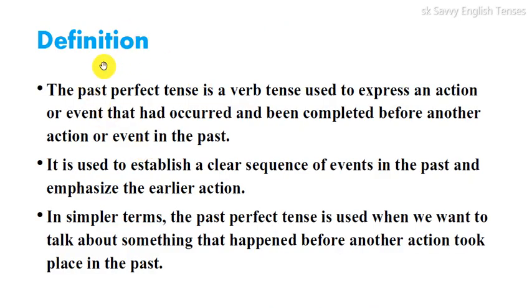The past perfect tense is a verb tense used to express an action or event that had occurred and been completed before another action or event in the past. It is used to establish a clear sequence of events in the past and emphasizes the earlier action. In simpler terms, the past perfect tense is used when we want to talk about something that happened before another action took place in the past.